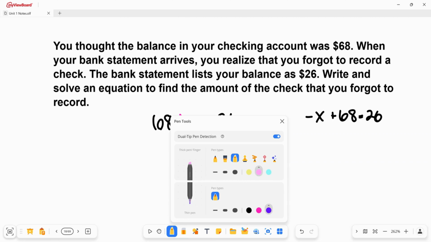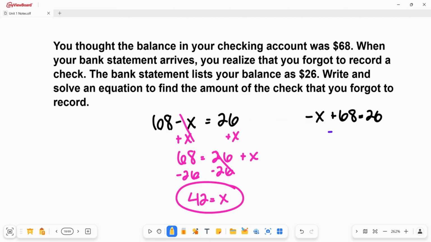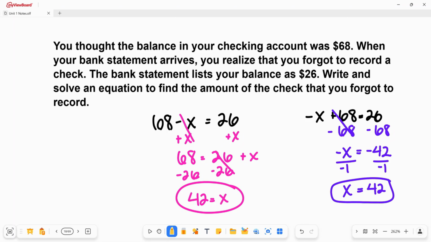Okay, now looking at that other way, all I would have to do here is subtract my 68. I would have negative X equals negative 42. And then I could divide both sides by -1, or I could multiply by -1. It doesn't really matter. I would just have to do something, aka flip the signs on both sides. Because we don't want a negative X, we want to know what X is. Okay, that is solving simple equations.